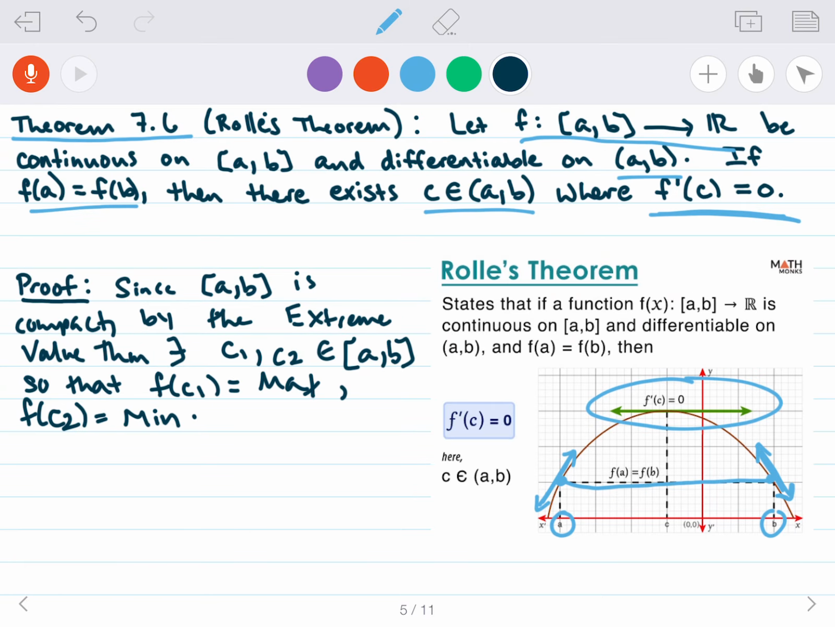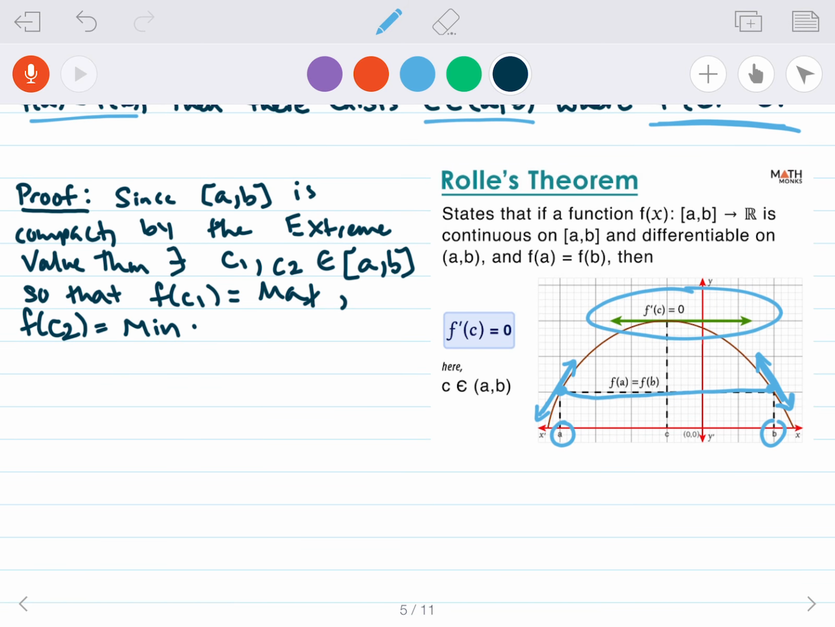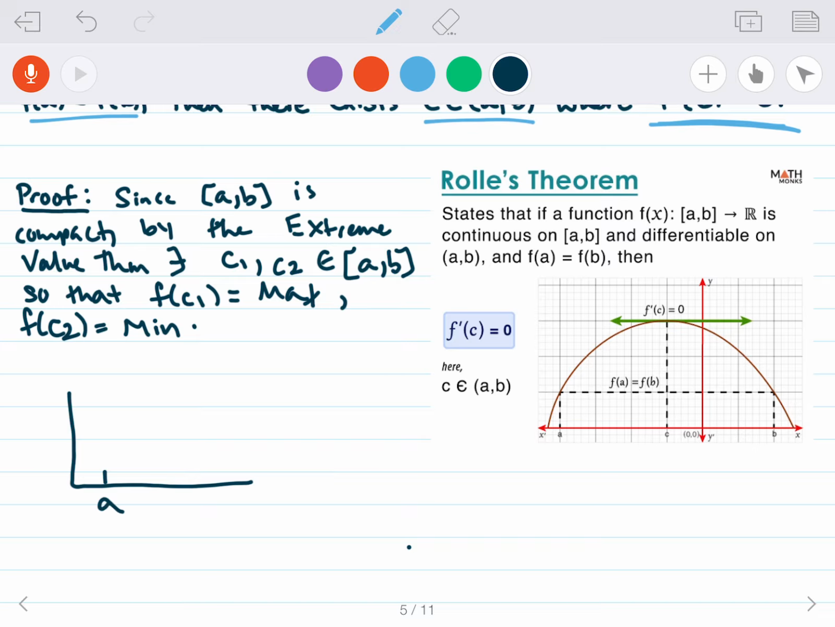Okay, so let's go ahead and draw a picture. Maybe let's go ahead and draw another separate picture off to the side. So here we have A, here we have B, okay. And so here's our little function here. Okay, so there's our function f.